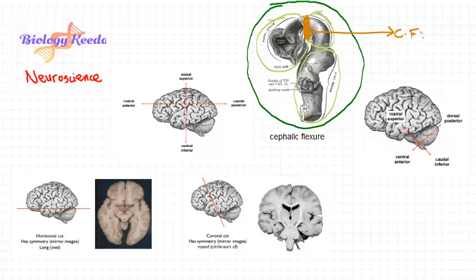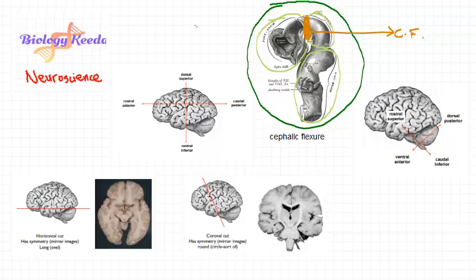What does the cephalic flexure mean? It means the area between the forebrain and the midbrain. And why is it important? Because the cephalic flexure is used to demarcate the various areas of the brain.